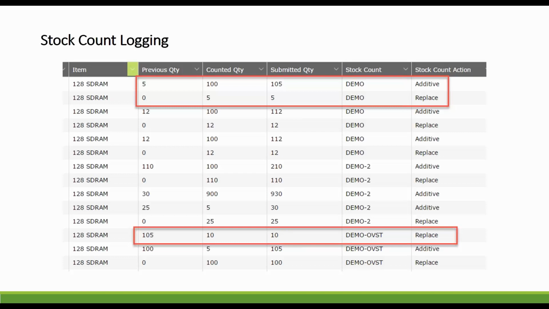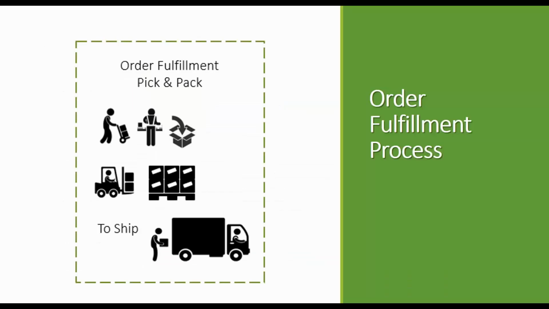You can see we've counted a quantity, our previously counted quantity. How many have we submitted? What stock count was it on? Even what action was taken? Was it an additive stock count? Was it a replacement stock count? Panatrack puts all of that in the hands of the scanner and moves it right into GP in real time.